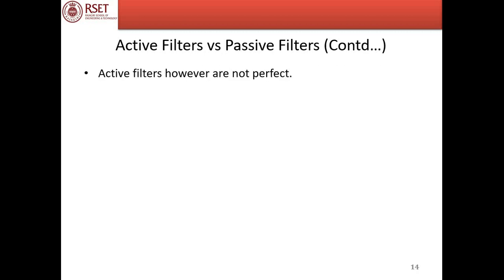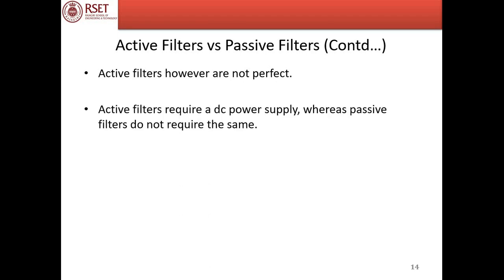Having said all this, it does not mean that active filters are perfect or that they do not have any disadvantages. Active filters do have some disadvantages when compared to passive filters. We know that for an op-amp to operate, it has to be given a DC power supply. So if you implement an active filter using an op-amp, then for the proper operation of the filter circuit, you need to have a DC power supply. This is not required in the case of a passive filter.